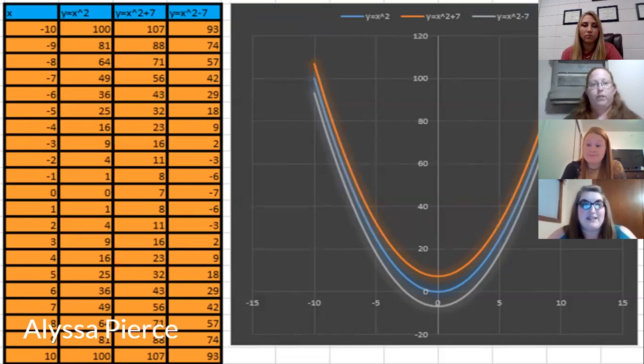So we're going to take 10 and put it in the X spot. We have our -10 first. -10 squared is 100. Then we add 7 to that to get 107, and if we subtract 7 from it, we get 93. So going into that, we're going to look at this lovely chart we have here.